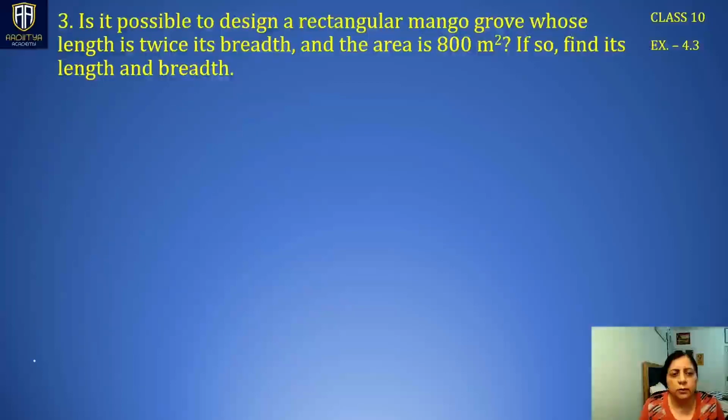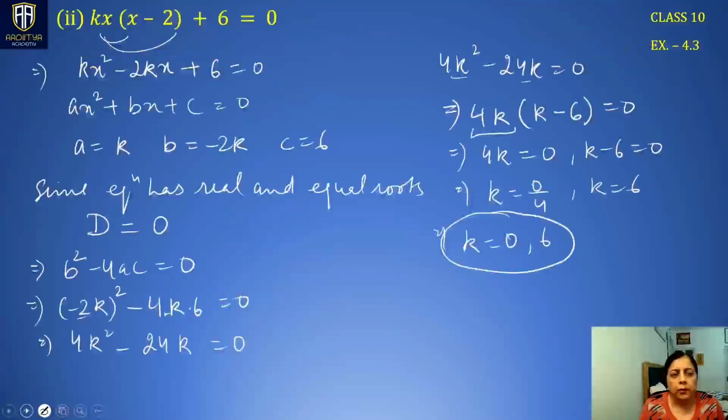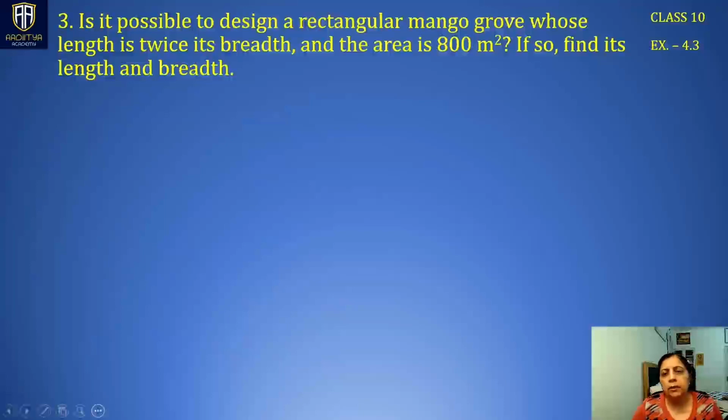Next question is: is it possible to design a rectangular mango grove whose length is twice its breadth and area is 800 meters square? We have to take a rectangular park or mango grove. Let the length be L and breadth be B.